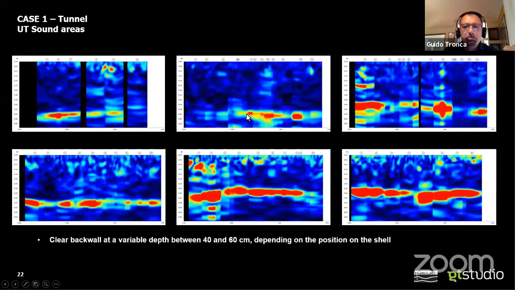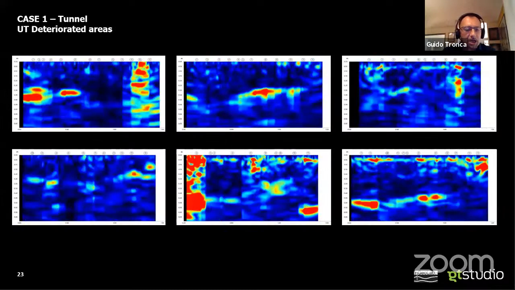Always a clear backwall reflection, not very detailed on the surface, but the thickness of the lining very well consistent with the geometry. So a thinner lining on the top, a thicker lining on the sides of the tunnels. Okay, those were the good spots. How do we recognize bad spots?